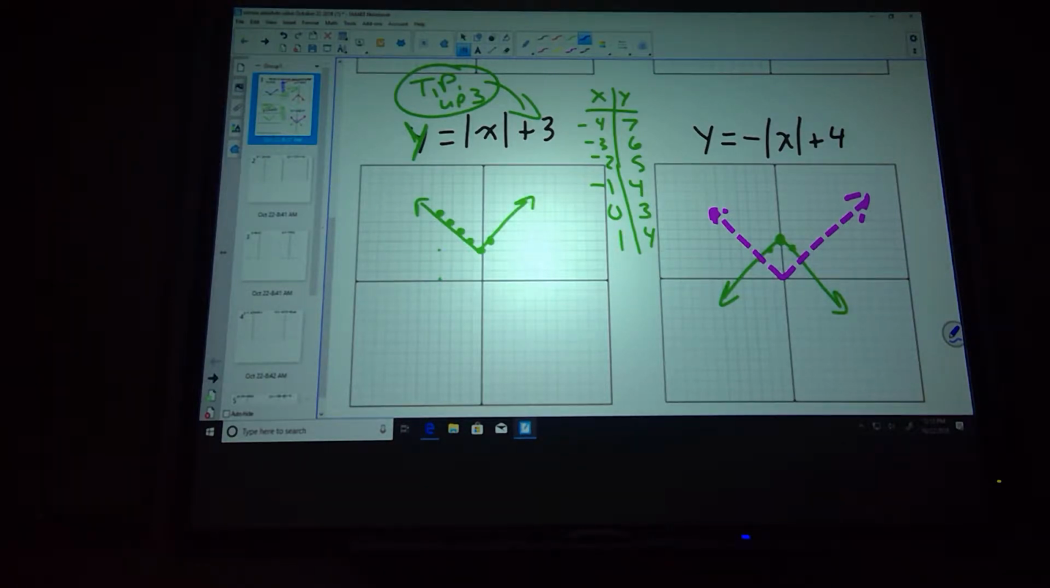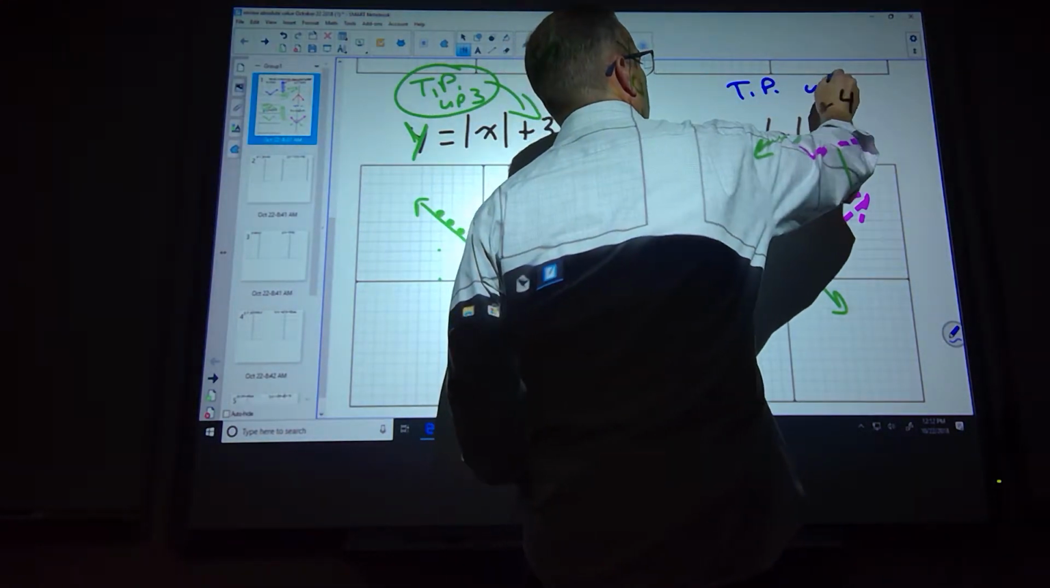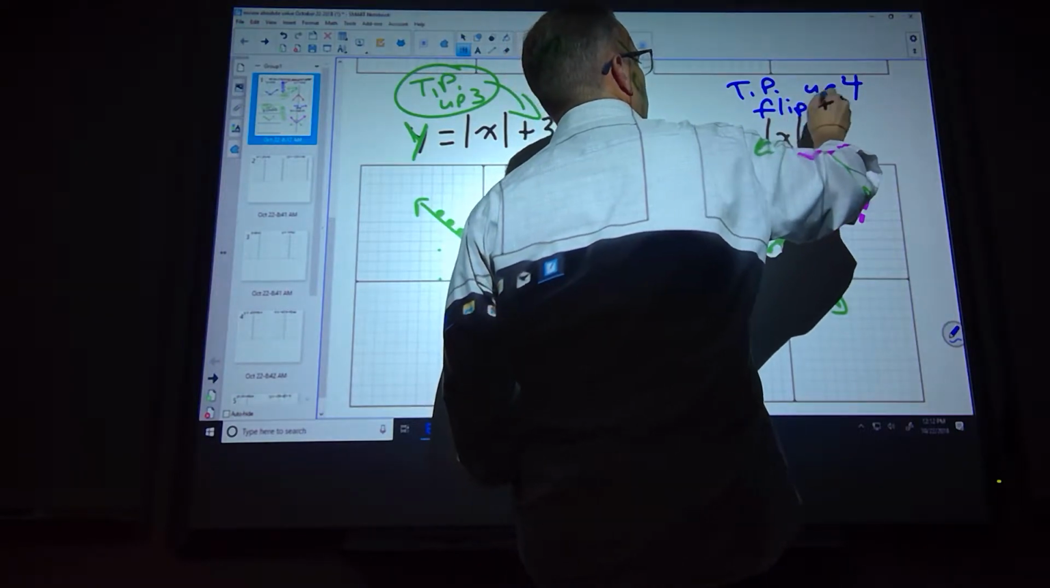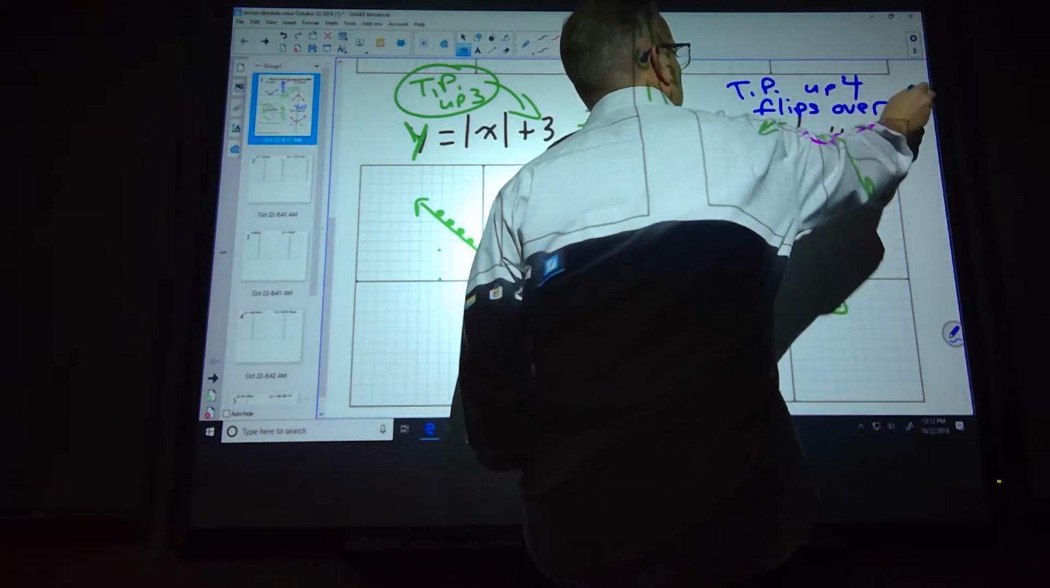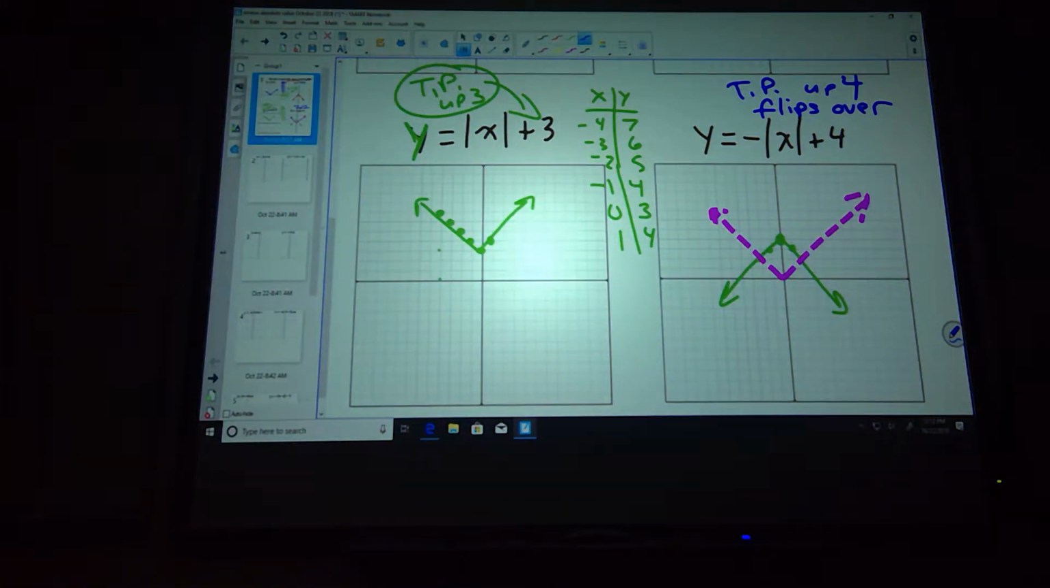And then what else did it do? Yeah. There's also going into the negatives. So it went the opposite direction. Does that also make sense? So the turning point is up 4, and then the whole thing flips over. Does that seem to make sense? Is that language that we might be able to use?